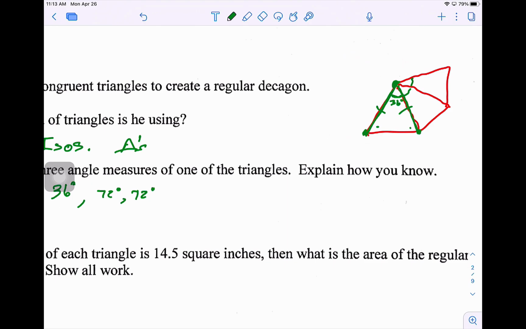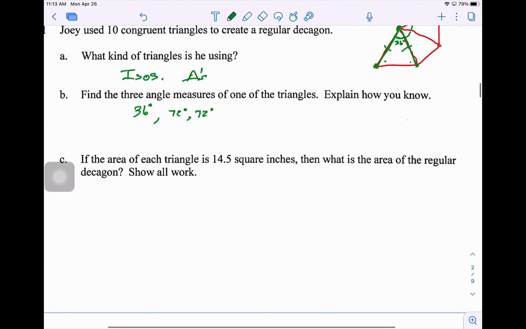Okay. All right, and then one other concept here for part C, which, like I said, is going to go directly to what we're talking about on Thursday. If they tell you the area of one of those triangles is 14.5, how do you find the area of the entire decagon? Don't overthink this. Camden? Times it by 10. You got 10 triangles, times 10. If I know the area of one triangle, all I have to do is multiply by the fact that I have 10 congruent triangles. So 14.5 times 10 gives you a total of 145 square inches.